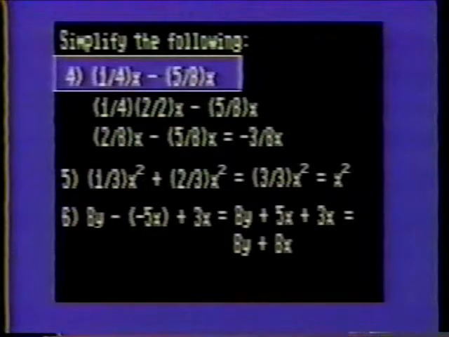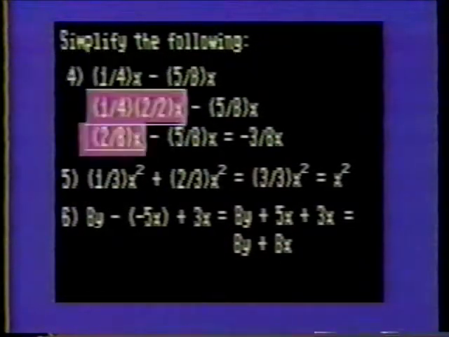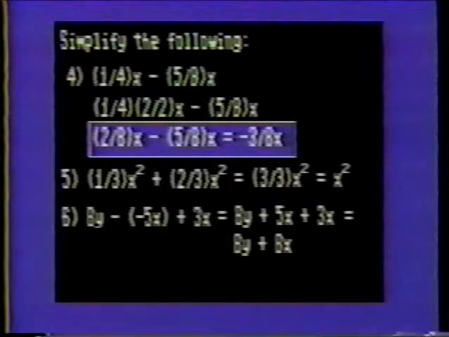1/4 x minus 5/8 x. In order to add these numbers, they must have a common denominator. Since 4 and 8 both evenly divide 8, let 8 be the common denominator. Multiply 1/4 x by 2/2 to get 2/8 x. 2/8 x minus 5/8 x is negative 3/8 x.